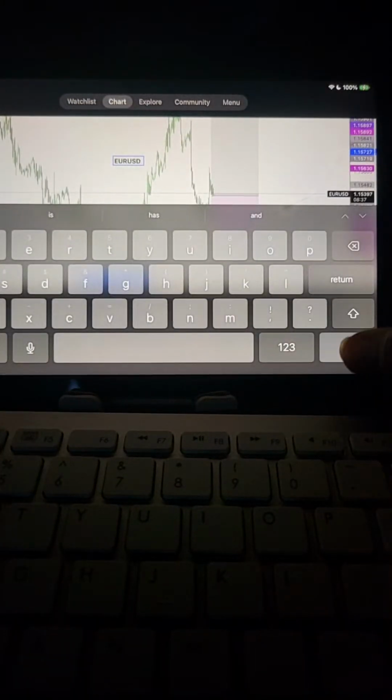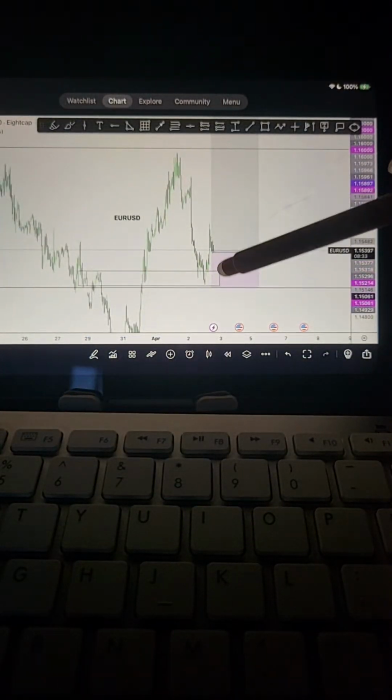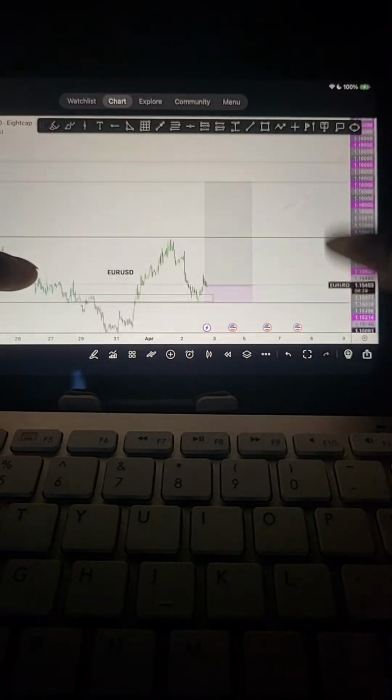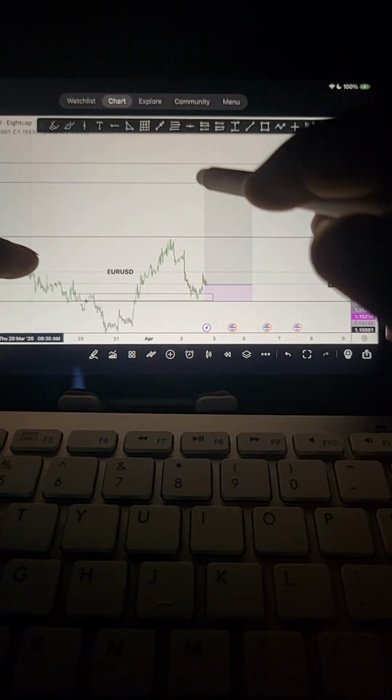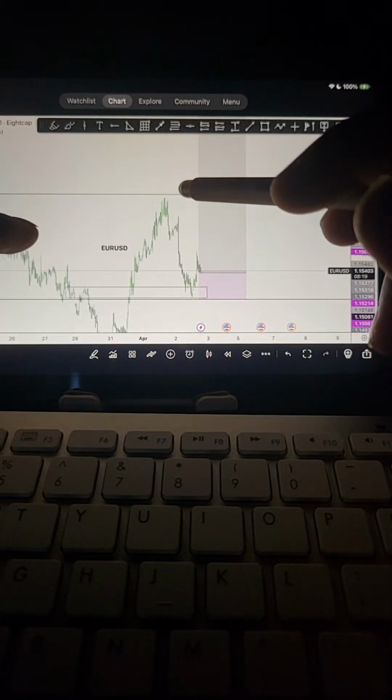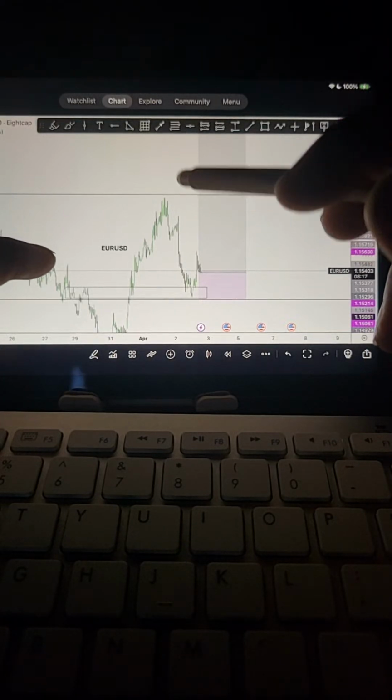So I want to take a buy. I want to take a buy from around here, guys, and I'm targeting that zone that I told you about from the higher time frame. So this is what I'm targeting. This will be my first take profit.